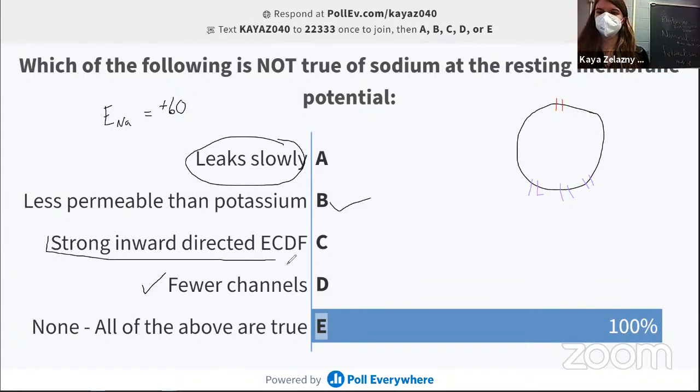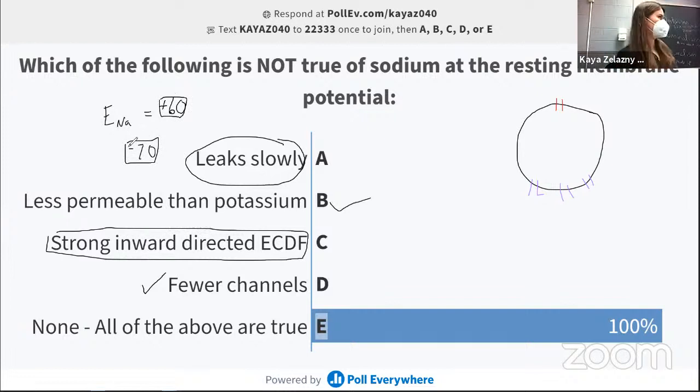And it is true that there's a strong inwardly directed electrochemical driving force, which is going to have a big impact on what happens during our action potentials. So we can tell that because we're at negative 70. So we're way far away from positive 60. And we're much closer to the potassium equilibrium potential of negative 94.